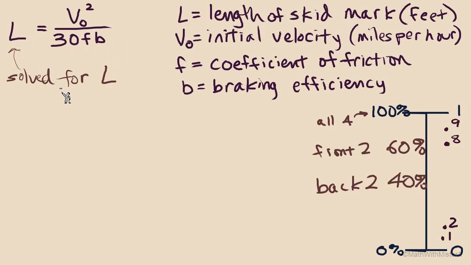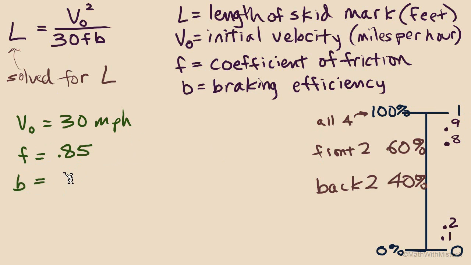So for an example, we could say, assume that the car was initially traveling at 30 miles per hour, and the coefficient of friction, we'll assume that it's a fairly good road, so we'll set the coefficient of friction at 0.85. No units on the coefficient of friction, it's just a percent. The same with braking efficiency. Let's assume that all 4 tires are being used, so we have an efficiency of 100%, but remember we need to use a decimal form, so we'll use 1 whole.